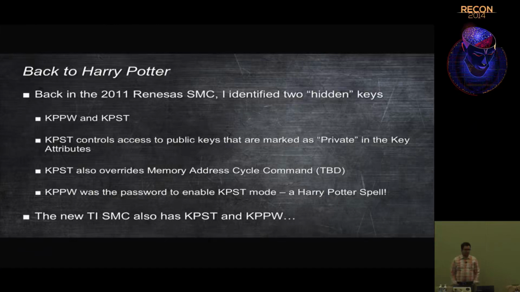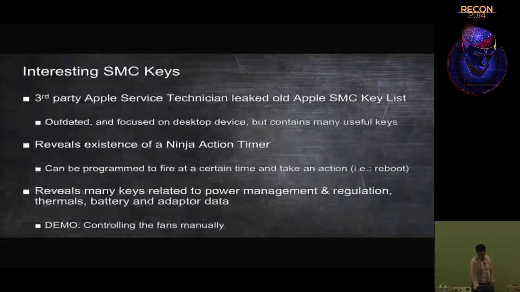One of which is called KPPW and one which is called KPST. And if KPST was set, which I assume stood for kernel protection status, there were some keys that I can now access. All the keys that had the attribute private in them in that leaked Mac document, as well as in the IDB whenever flag 2 was set, which means private. I think it's 2. Let's go back and check.